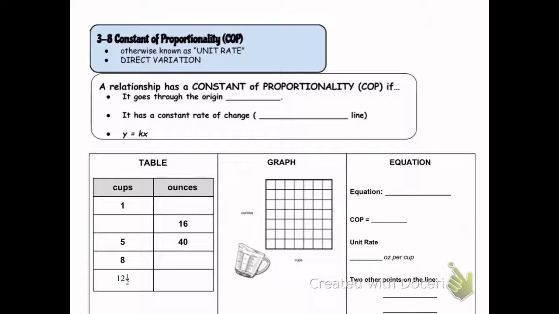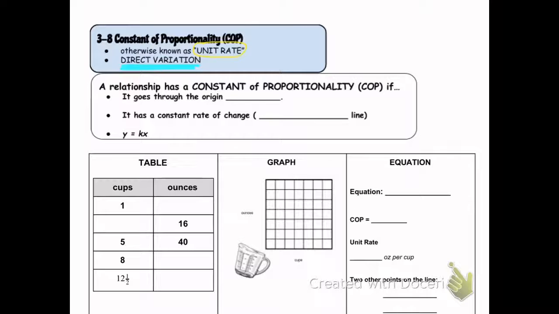In Unit 3, Lesson 8, we're looking at something called constant of proportionality, which will be closely related to constant rate of change. Just keep in mind that an XY relationship will only have a constant of proportionality if that XY relationship is proportional. So another way we can think of constant of proportionality is unit rate. And then there's another term that you need to be familiar with. When we have a constant of proportionality, we can describe that relationship as having something called direct variation.